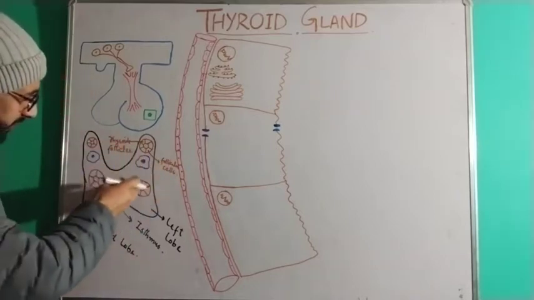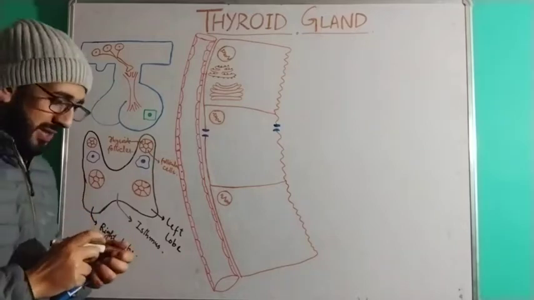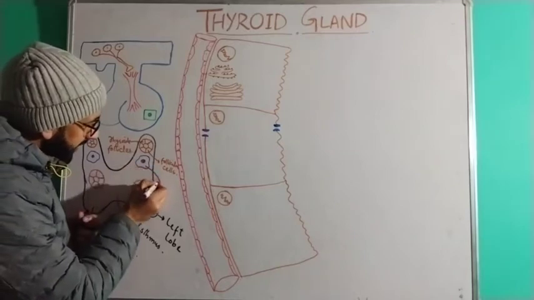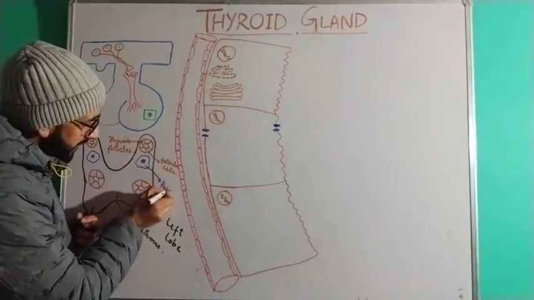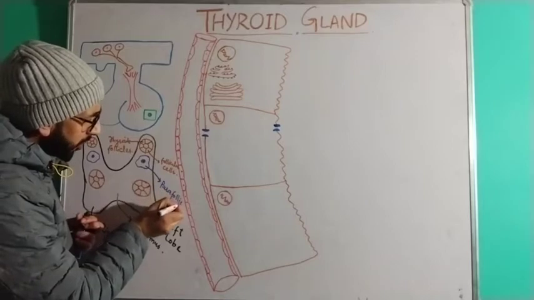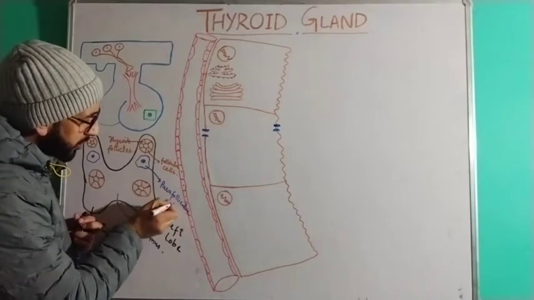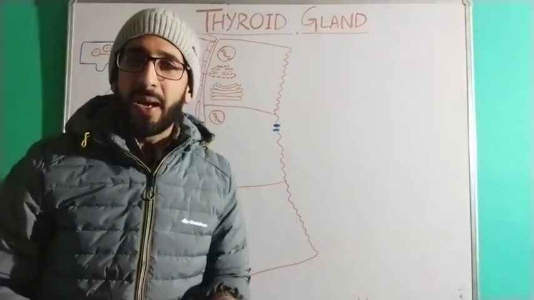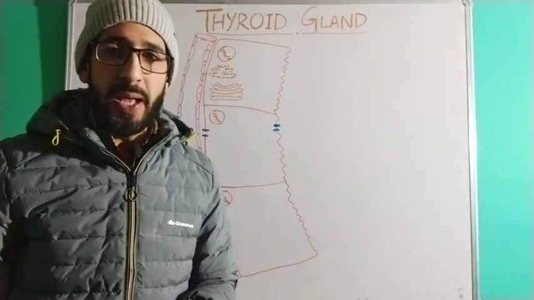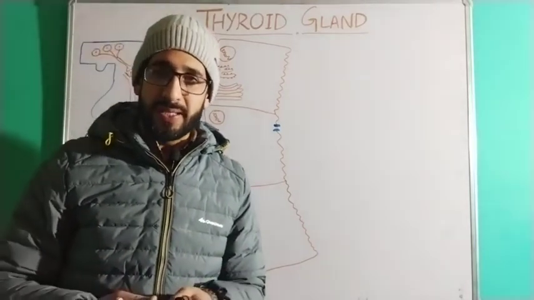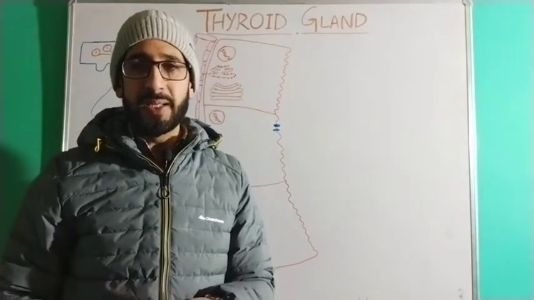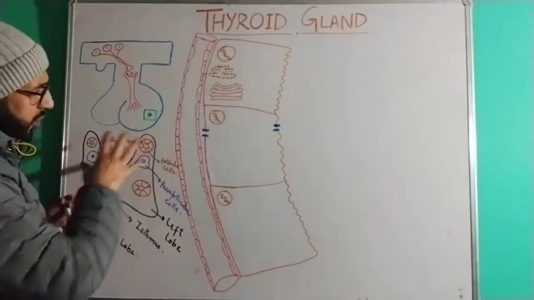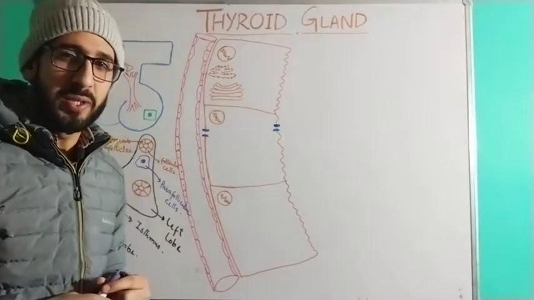Now in between these thyroid follicles, there is another type of cell present in the thyroid gland. You can see here, these cells are called parafollicular cells. We are not going to discuss them in detail today. These parafollicular cells are involved in the synthesis of a hormone called calcitonin, which plays its role in the regulation of calcium in our body. So we will mainly focus on the thyroid follicles and the follicular cells.